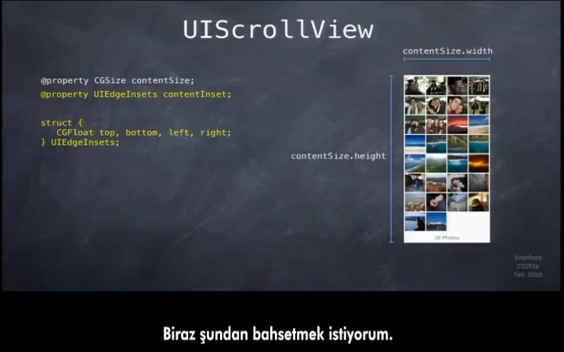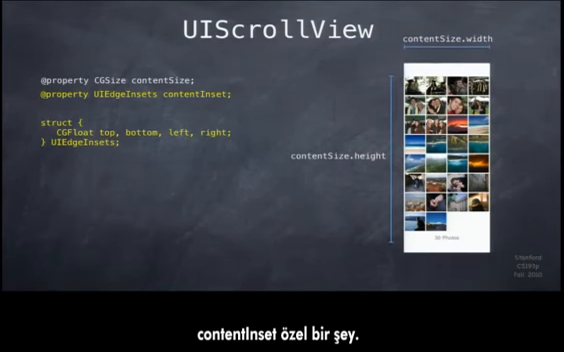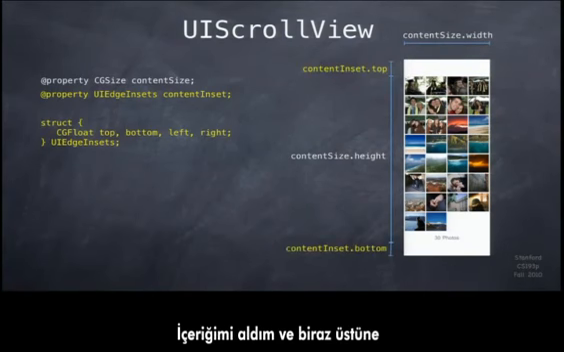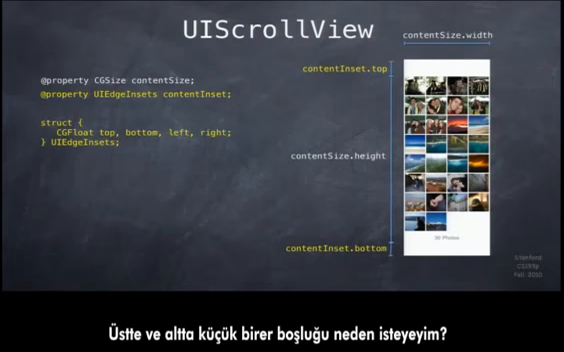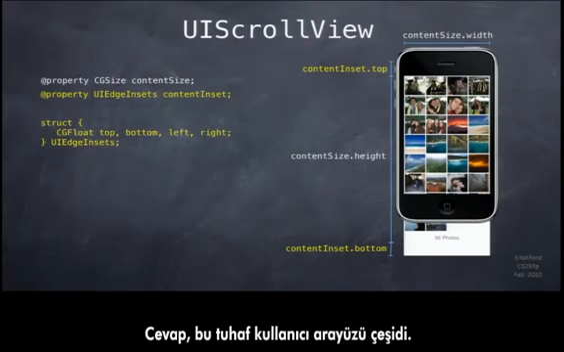So I'm going to talk about this thing that you're going to see in the API of scroll view. You're going to say, what the heck is that? It's called content inset, and content inset is for this special thing. I've taken my content and I've added a little bit at the top and bottom, and the amount I've added is content inset.top and content inset.bottom. Now, why would I want to have a little blank space at the top and bottom? The answer is this weird kind of UI.